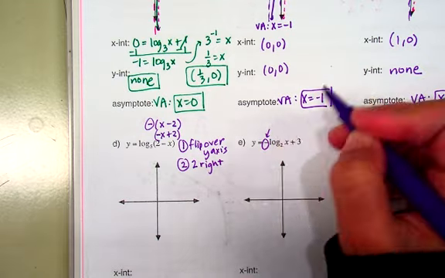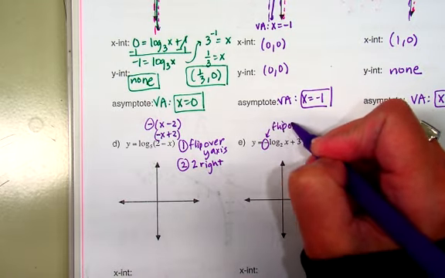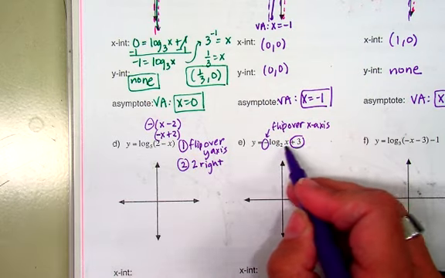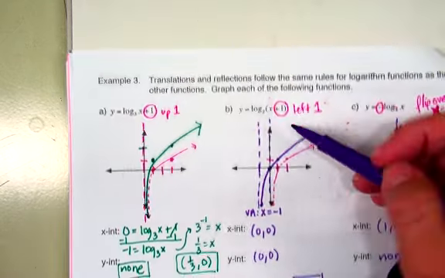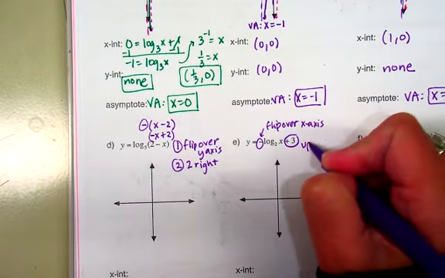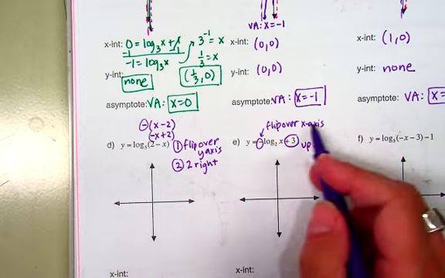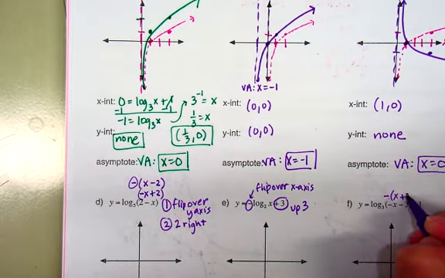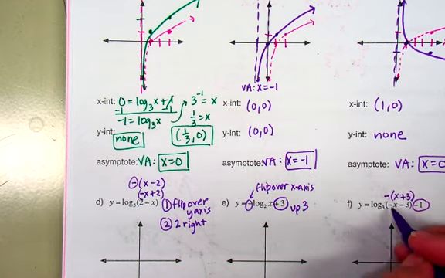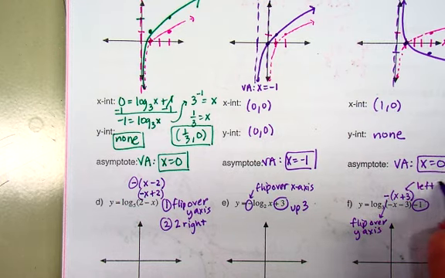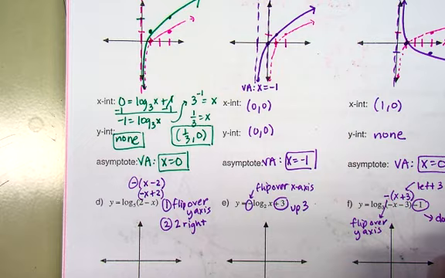For this one here, since the negative's out front, you're going to flip over your x-axis. The plus 3 off to the side, notice there's no parentheses here. There's a big difference between letter B, which had the parentheses, and letter E, which doesn't. So this is just going up 3. Okay, so flip it and then up 3. For this last one, remember to factor out that negative and then do the minus 1. So what do I have here? I've got to flip over y. I've got left 3, and I've got down 1.